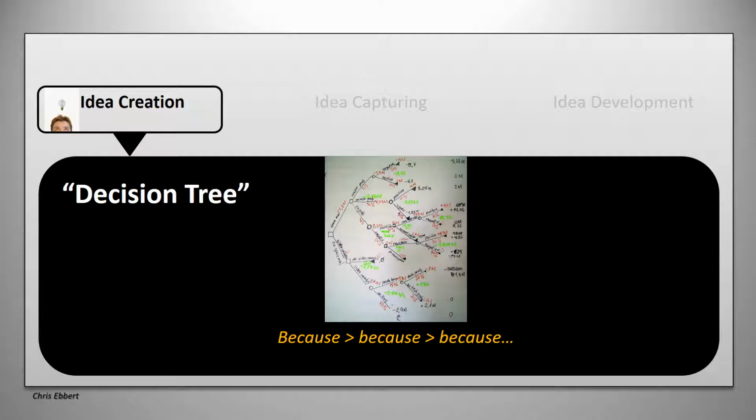You could try to create a decision tree. This is good for justifying your idea. It means you're able to say, I did this because.